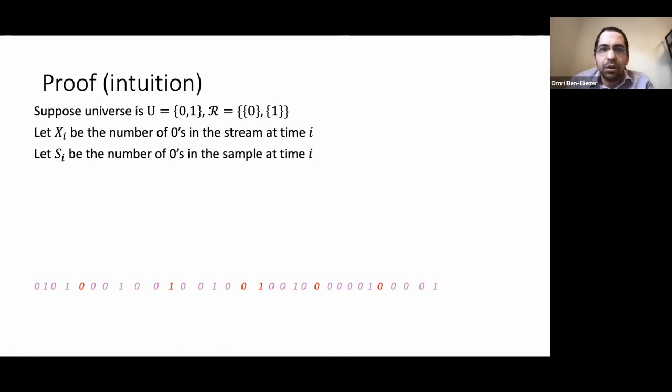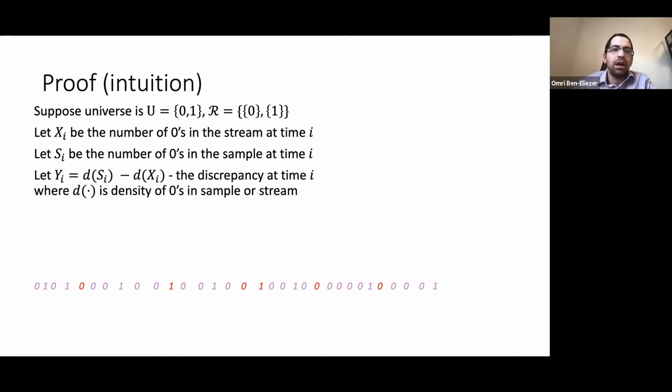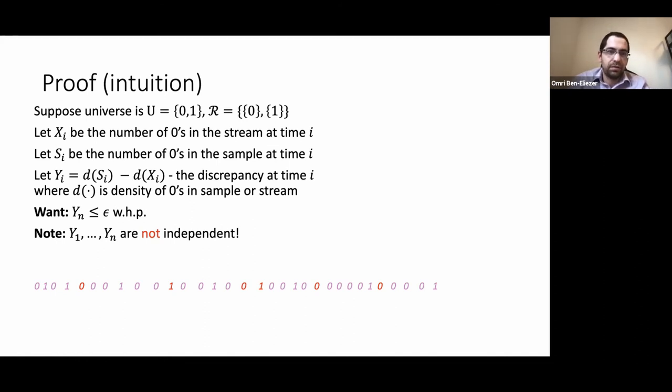So if we denote by xi the number of zeros in the stream at time i, and by si the number of zeros in the sample, and the discrepancy between the frequency of zeros in the stream and the frequency of zeros in the sample we denote by yi, we would want in the end the discrepancy to not be too large. We want some analysis to show that. And these random variables yi are not independent. So we can't use Chernoff bound or anything that assumes independence between the random variables.